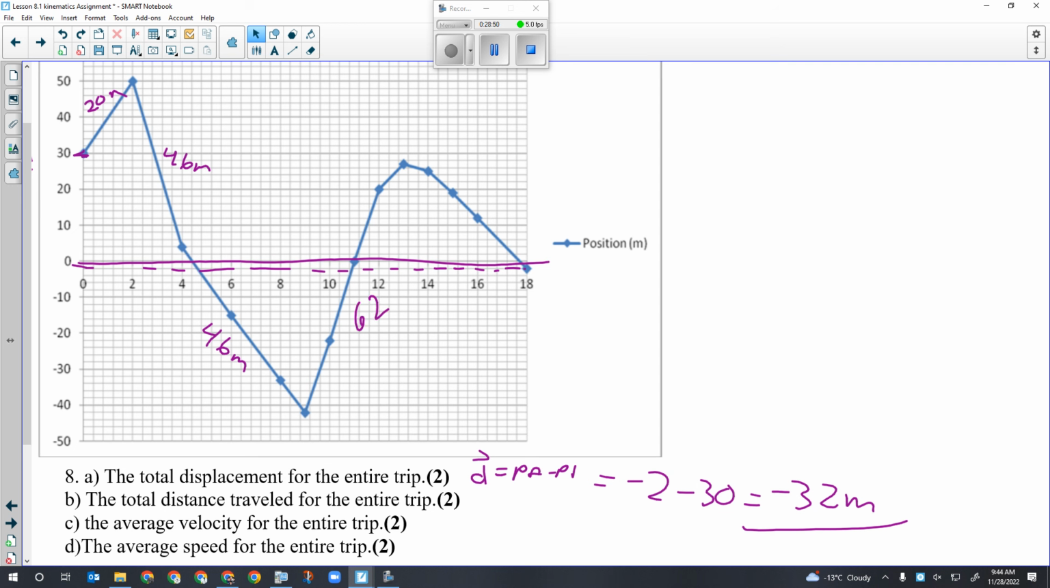And then we went from here to there, so from 20 to 27, so that's another 7 meters. And then we went from 27 back down to negative 2, so that would be 29 meters. Okay, so if we add all of those up, we should have our total distance traveled.